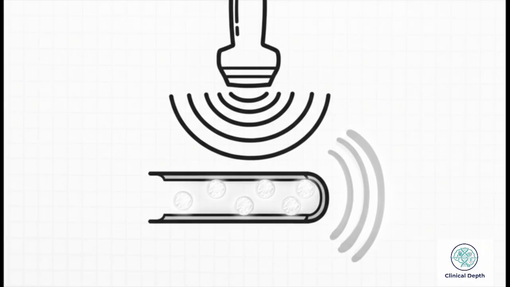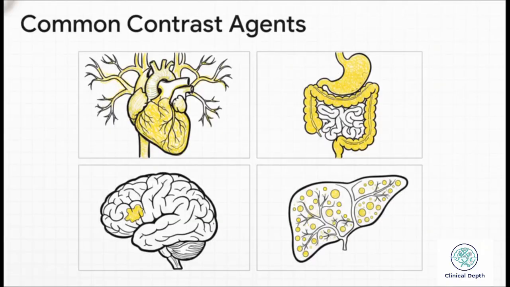How cool is that? So you can really see how each agent is picked for a specific mission. Iodine is the workhorse for anything with blood vessels.